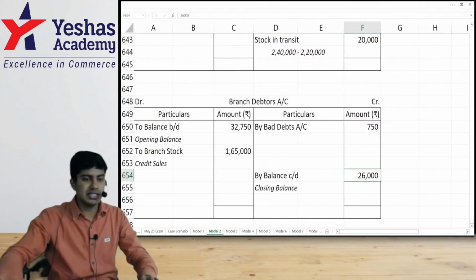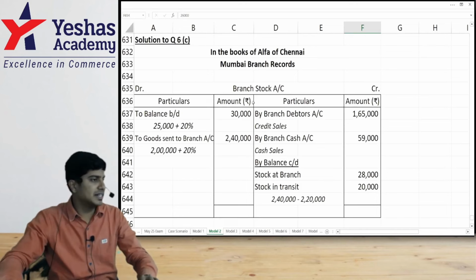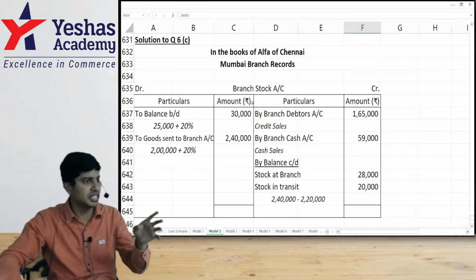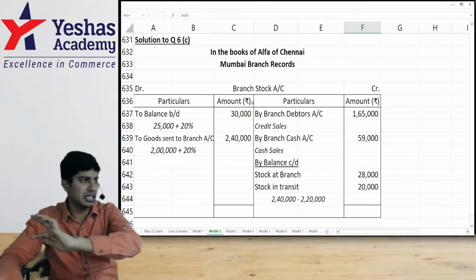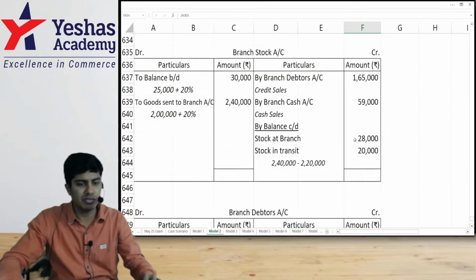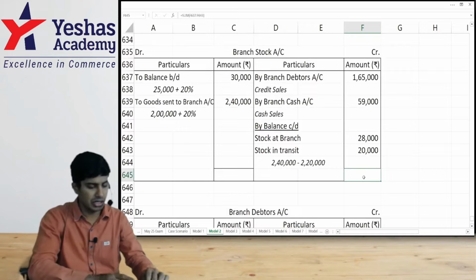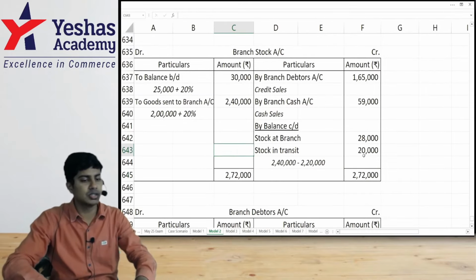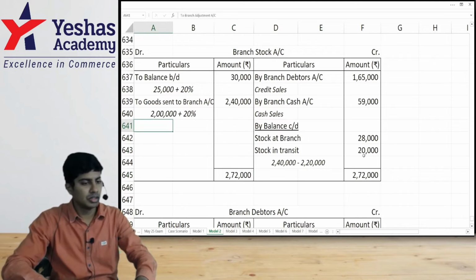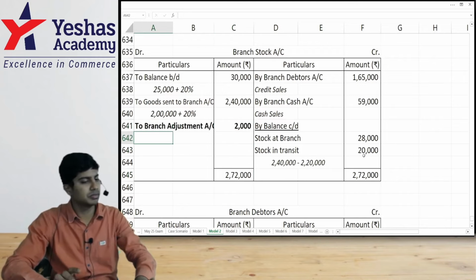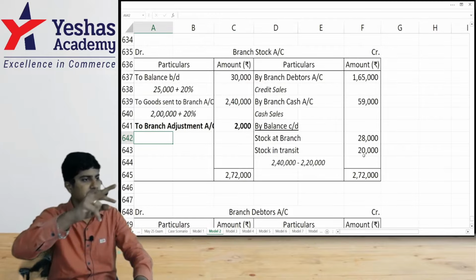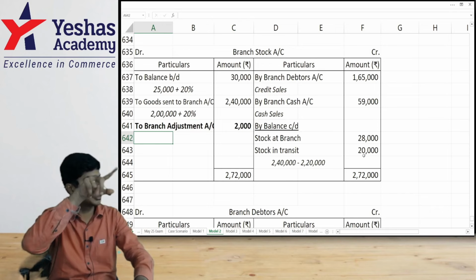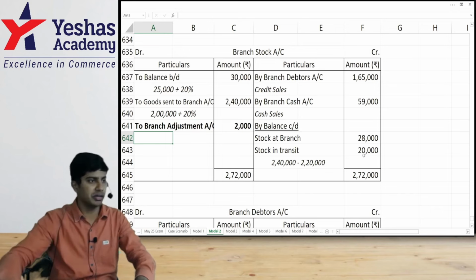Then let's write this ledger closing. Branch stock ledger closing will be like GP. It will be like GP, but not exactly GP, because it is difference between invoice price and sale price. Identify the balancing figure here: 165, 59, 28, and 20. Together it comes to 272. 272 minus 270, 2,000 branch adjustment account. This will go from here to branch adjustment. In branch adjustment, that stock reserve, load on purchase, load on goods into branch, everything will be removed. From there, it will go to branch PL.